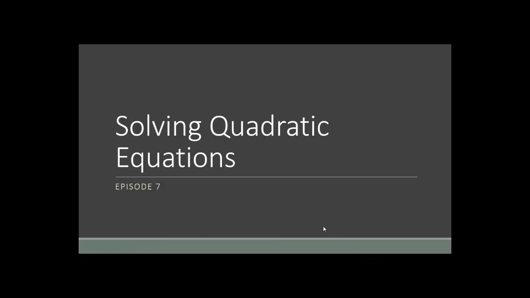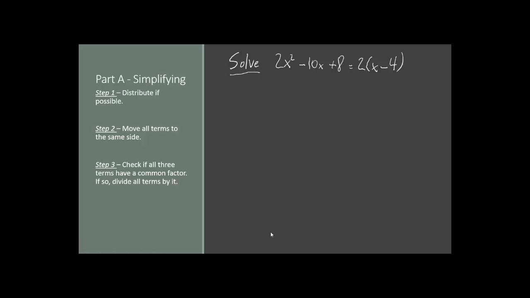Hi there, welcome to Episode 7, Solving Quadratic Equations. In this episode, we'll learn how to solve an equation that contains x squared terms. Let's get started. So the question I've given you today is 2x squared minus 10x plus 8 equals 2 times the quantity x minus 4.